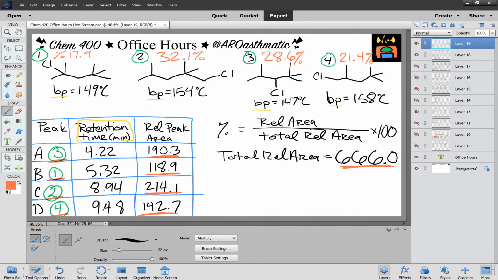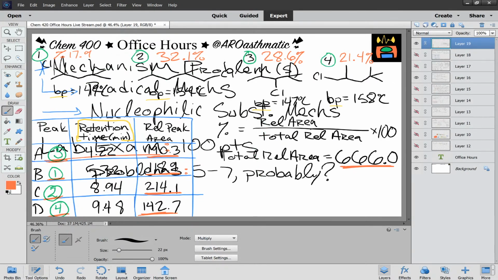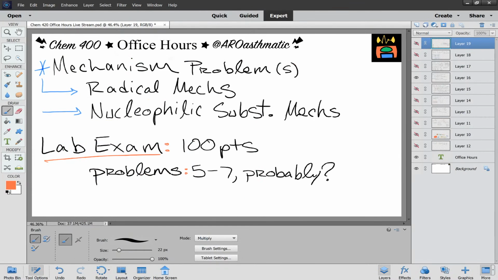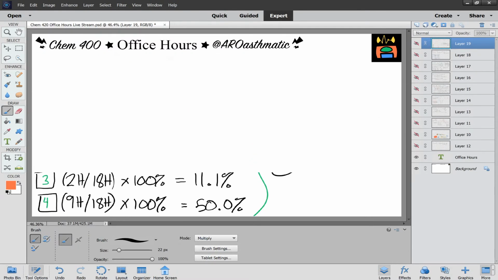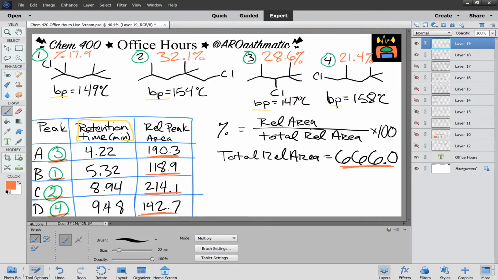And when you pull those up, for example, number 1 in the statistical analysis had a 33% chance of forming. All right? It has a 33% chance of forming, statistically speaking. But then in our calculated analysis, it's only 17.9%. All right? And if you look at all of them, they're all going to be different.